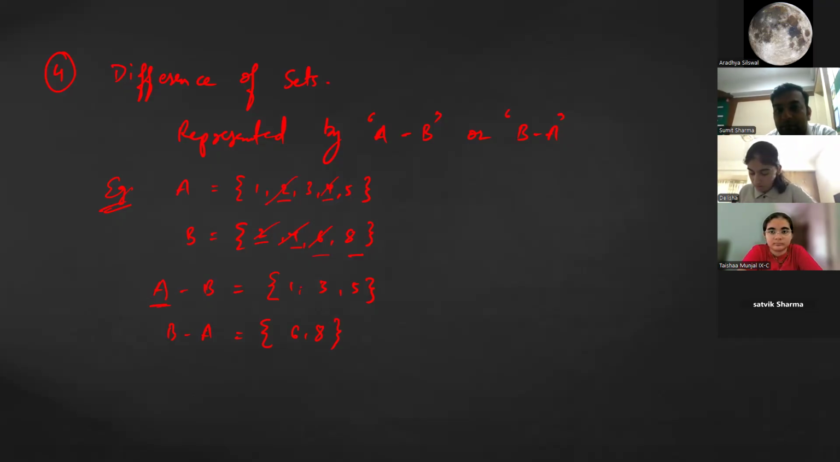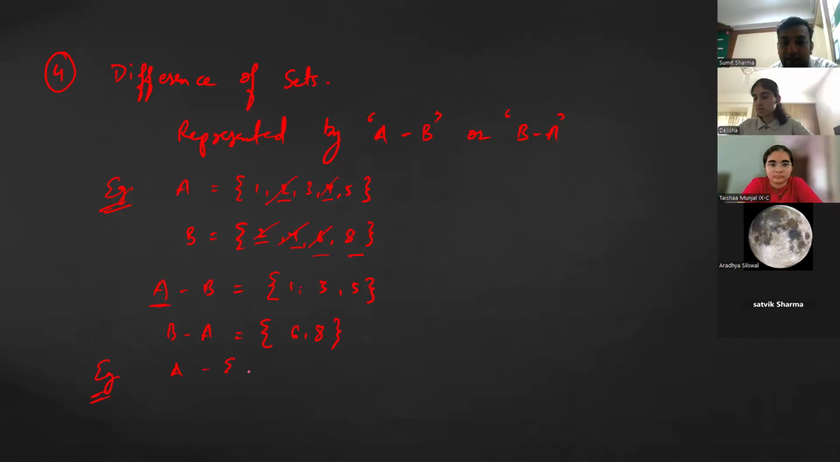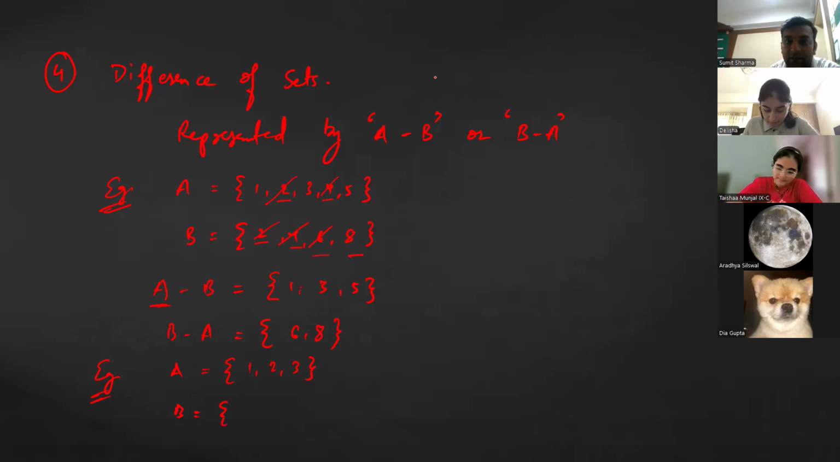Sir, what if there are no common elements then? Then let us take an example for that also. Suppose you don't have any common elements between A and B. For example, we have 1, 2, 3 here, and B is another set which is 4, 5, 6, let us say. So there is no common element. So how will you write A minus B now?